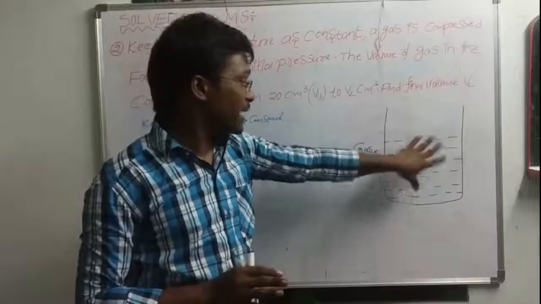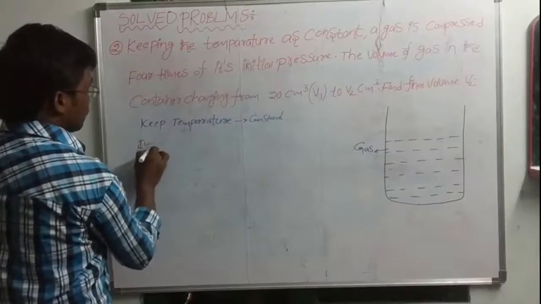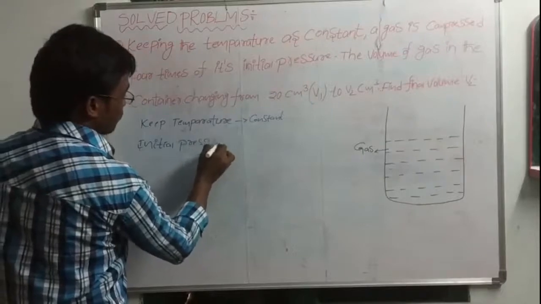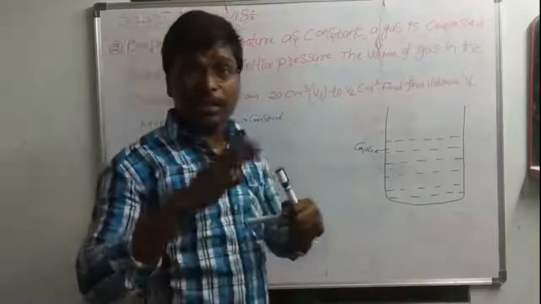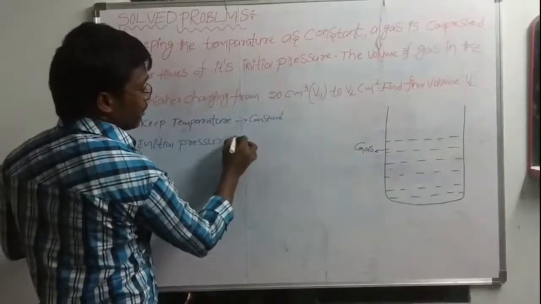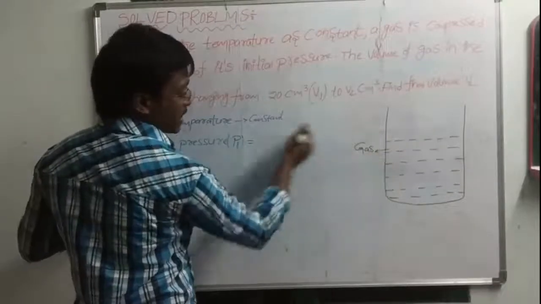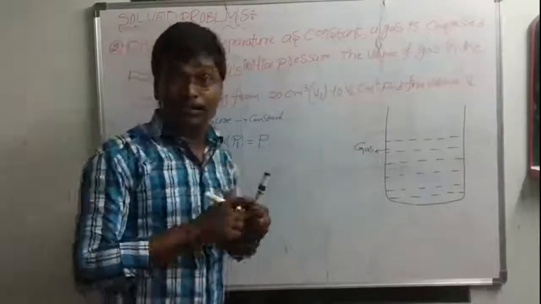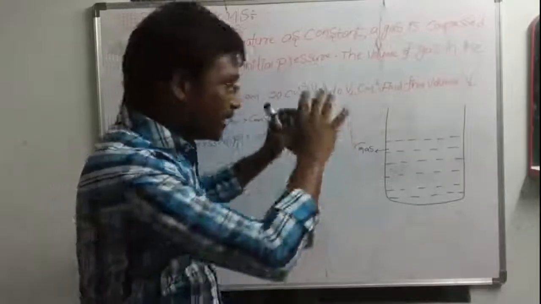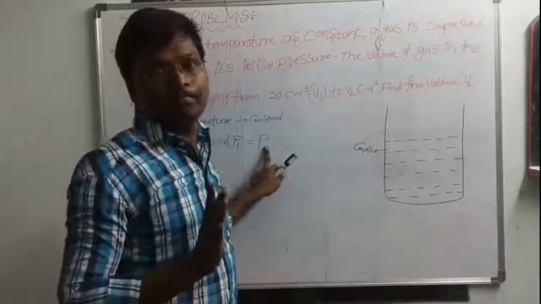Initially, the pressure of the gas is how much? P. Usually initial means we should indicate as 1, final means 2. So initial pressure P1 is equal to P. This is my consideration because he did not mention any value in the question. So in this container having gas, that gas initial pressure is P.